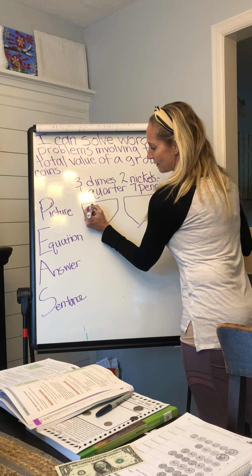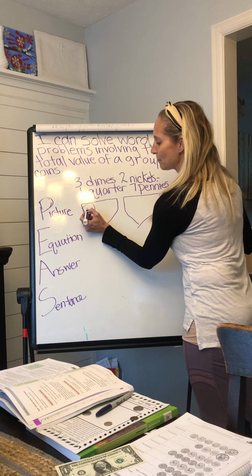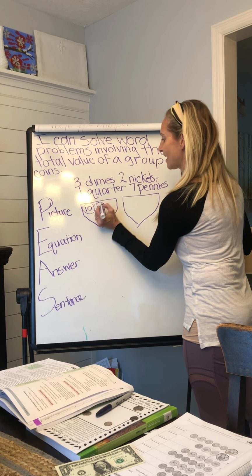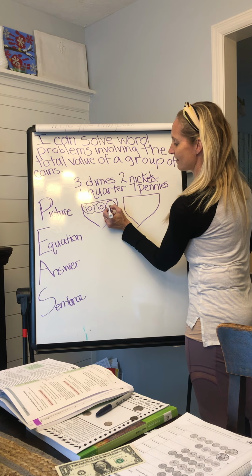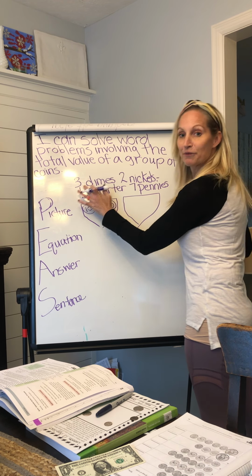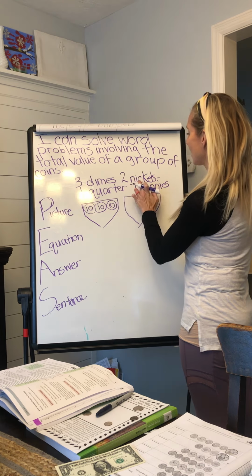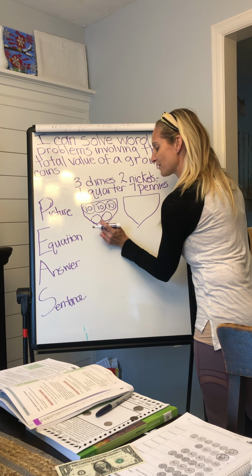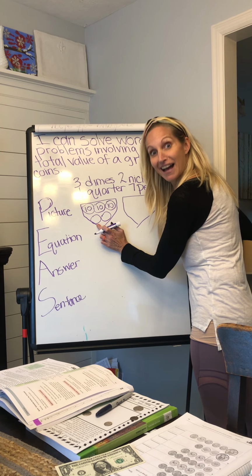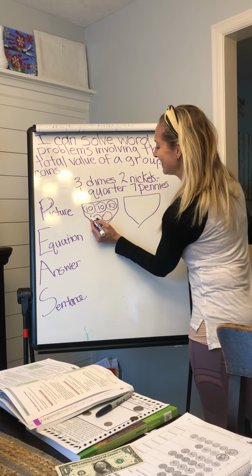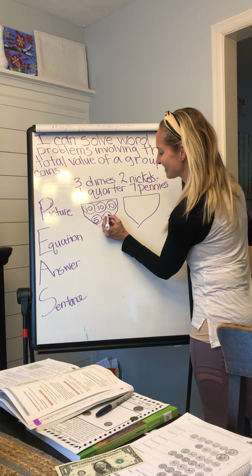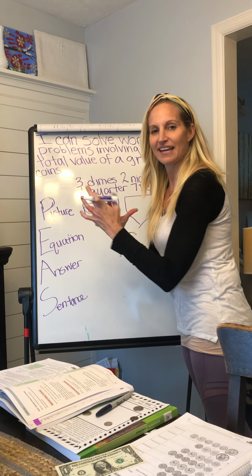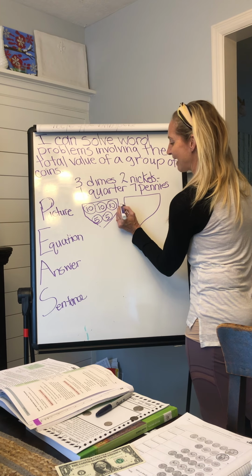And I'm thinking, I want to put the value in each one. So I think I'm going to put 10, 10, and 10, because I know he had 3 dimes, right? And then he had 2 nickels. And I know each nickel is worth how much? 5 cents. Good job. Each nickel is worth 5 cents. And I know, since I want to put the pockets together, I'm going to add them.